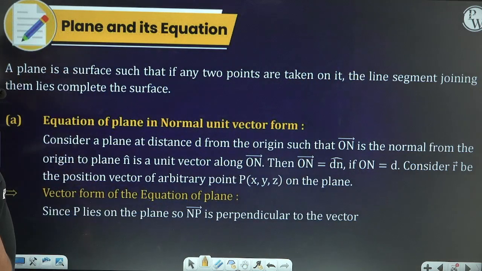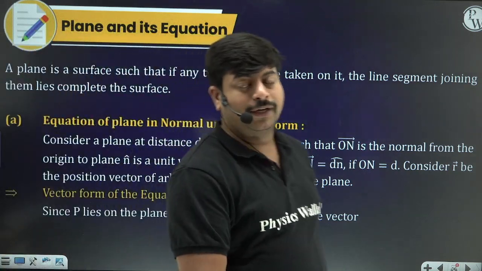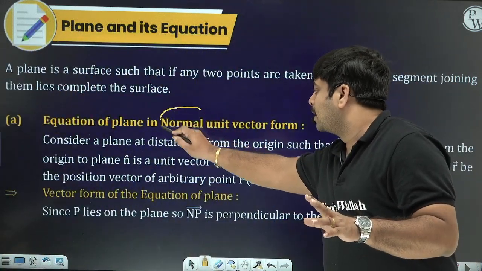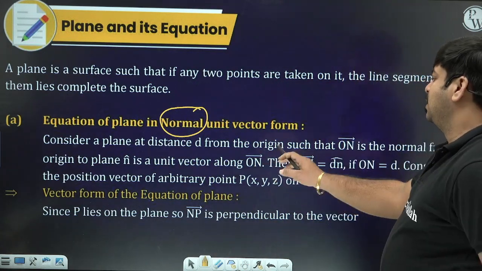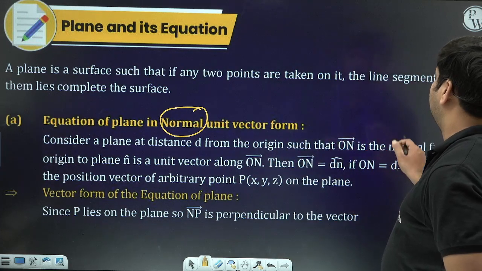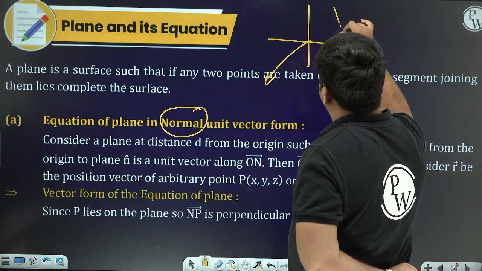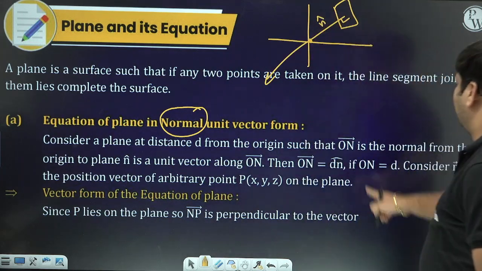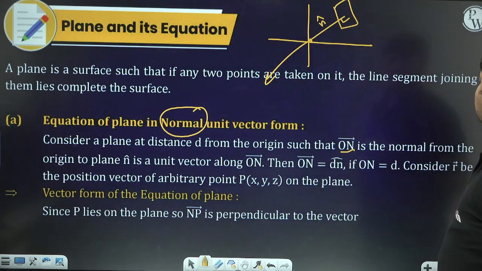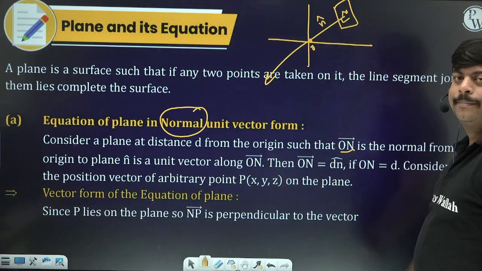So the equation of a plane in normal unit vector form, that is one form. Normal means perpendicular, that means we are having the details of the perpendicular. So consider a plane at distance d from the origin such that ON is the normal. See, this is the origin, and here we are having the plane. From the origin we are having the perpendicular, that is n cap, or ON here. ON is the distance, the normal from the origin to the plane, and n cap is the unit vector along ON.